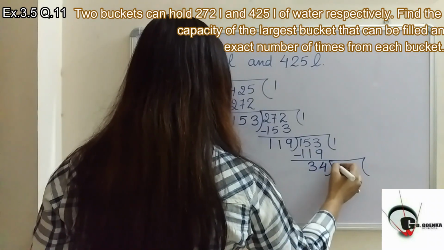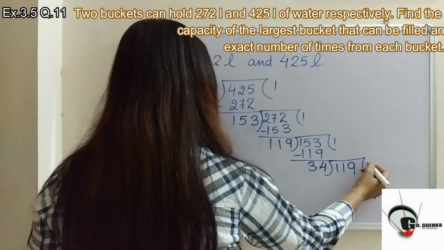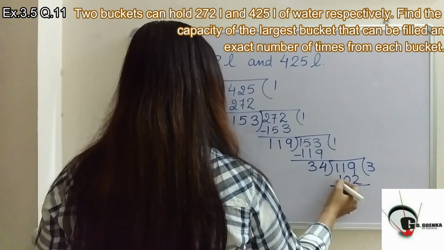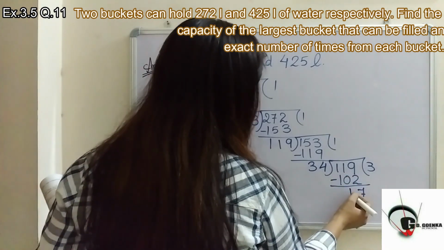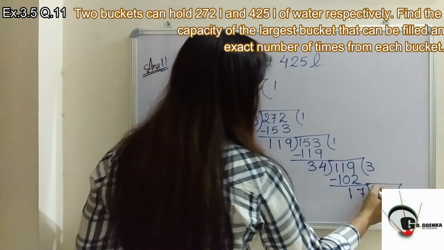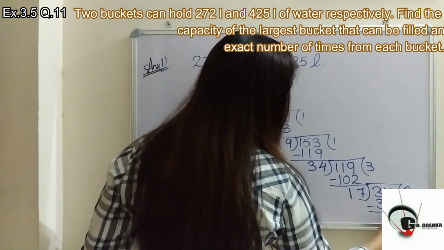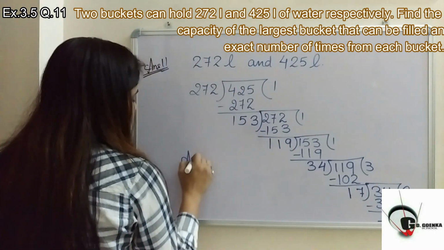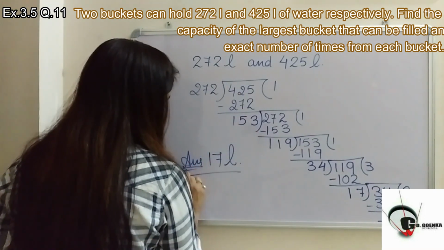Now it seems to be too long. Now 34, 3s are 102, and we will get 17. Yes, now we are here with an answer. 17 twos are 34. Finally we got it. So the answer will be 17 liters. That means we need a bucket of measurement 17 liters.